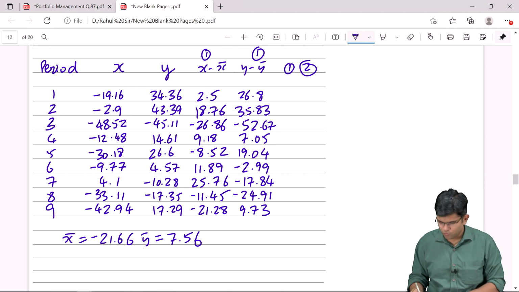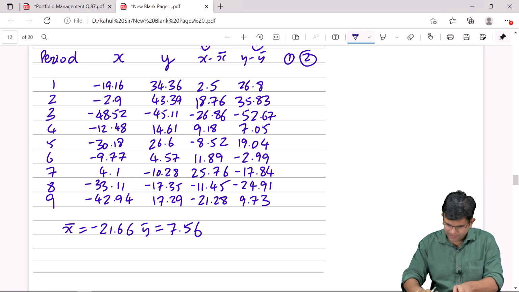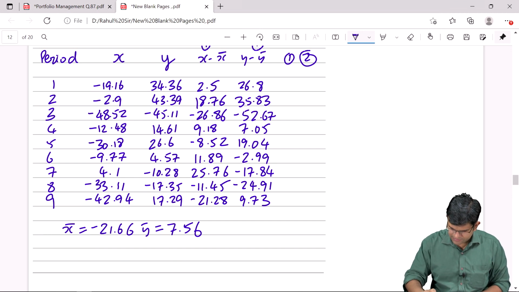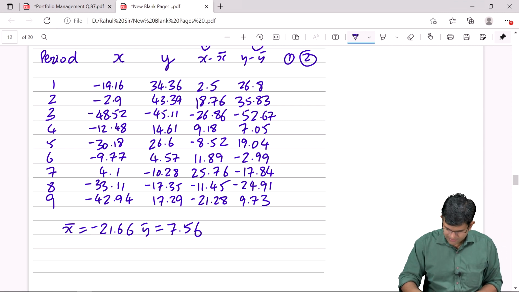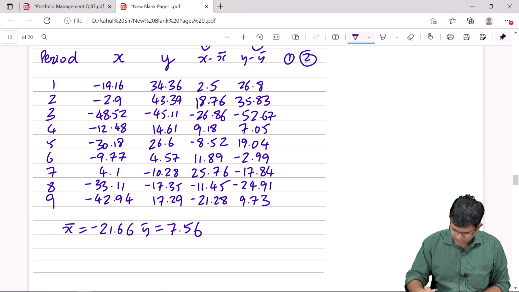Now children, we will do x into y, correct? So I'll just take the calci. 2.5 into 26.8. I'll press M plus. Then I'll do 18.76 into 35.83 M plus. Then 26.86 into 52.67 M plus. 9.18 into 7.05 M plus. 8.52 into 19.04 M minus.